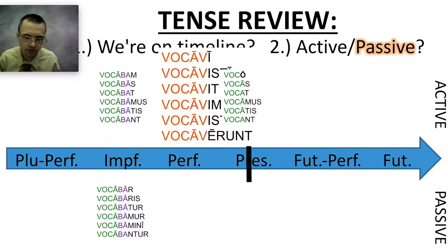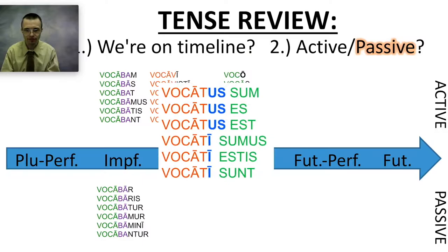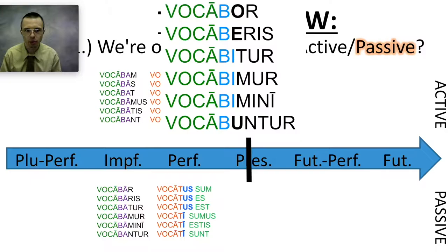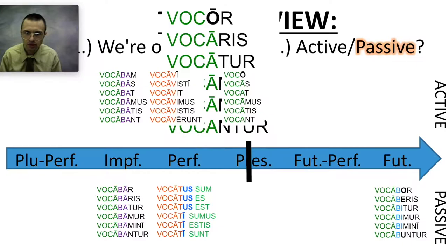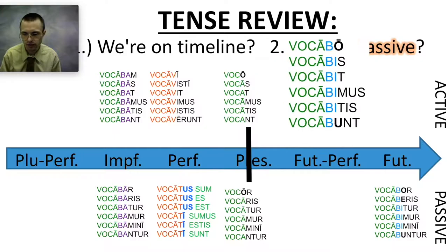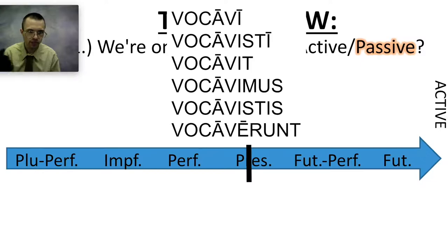Here is your new form. Perfect passive. And future what? Bor, beris, bitur, passive. And present passive and future. Alrighty, so that was pretty easy. See if you can do this with just black and white. So stop the video, attempt these, and then start it again when you're ready to see the answers.